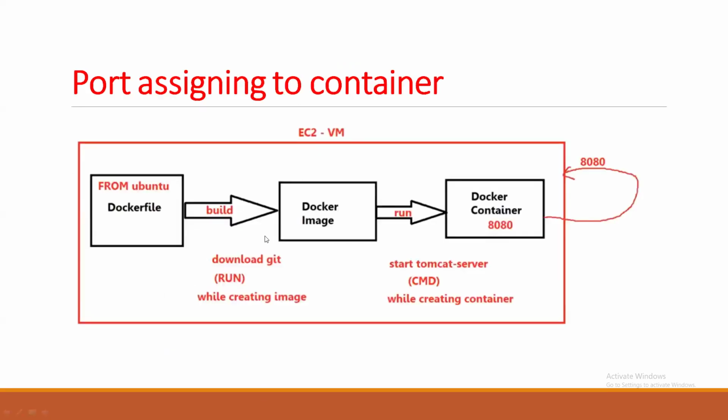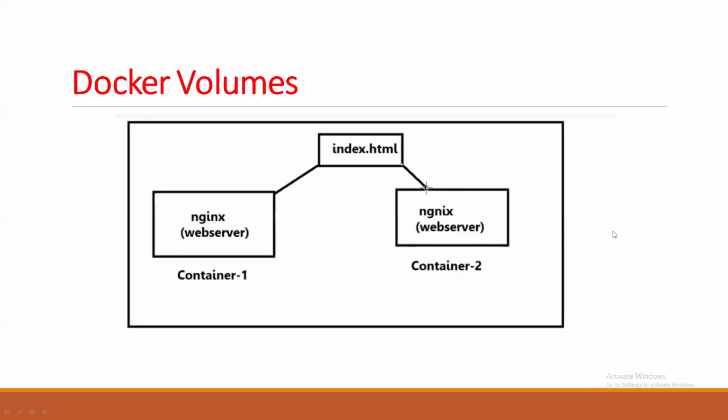Now port assigning to the container. So FROM Ubuntu, or some base image, then build the commands. Download git with the RUN command while creating the image. Start the Tomcat server while creating the container. So for the Docker container, I want to expose 8080, and on the EC2 instance, the VM, we also need to expose 8080 because the traffic comes from the instance, right?